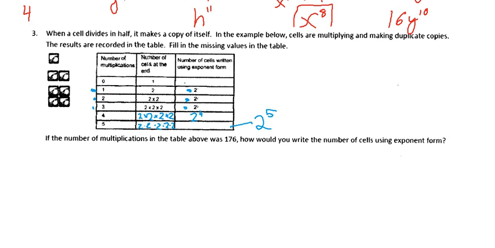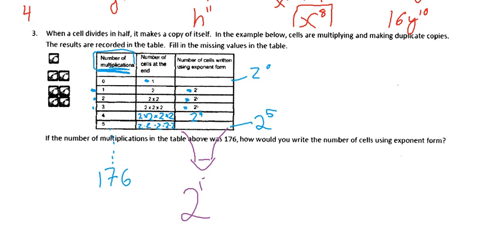And now this top one, you want to fill out this top one. Since our multiplications were 0, we would have 2 to the 0. Now anything taken to the 0 power is always 1. And that's how we get one cell in here originally. Okay. So the last one's saying if the number of multiplications, in this first column, you had 176. So if you were to continue this all the way down to 176, how many cells? It wants you to write the exponent form. So what would go in this column if it was 176? Since we have 2 to the power of whatever the multiplication is, it would be 2 to the 176, which is a fairly large number that you wouldn't have to calculate.